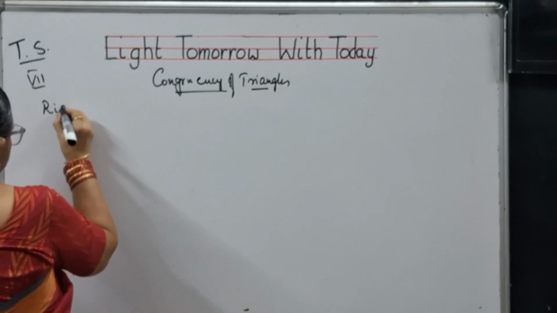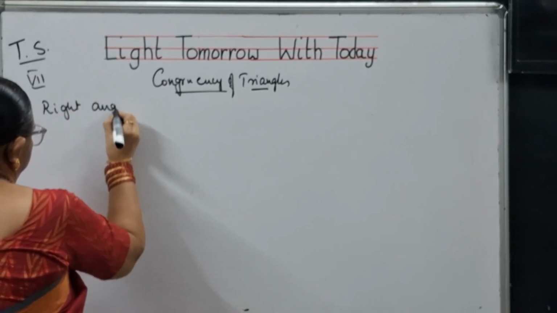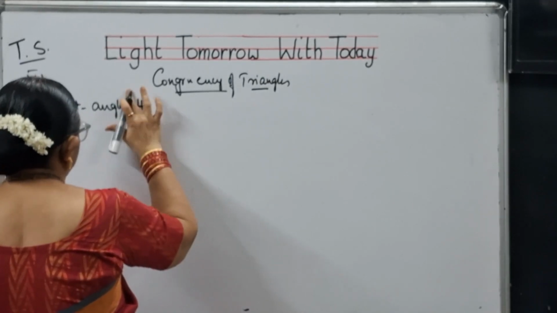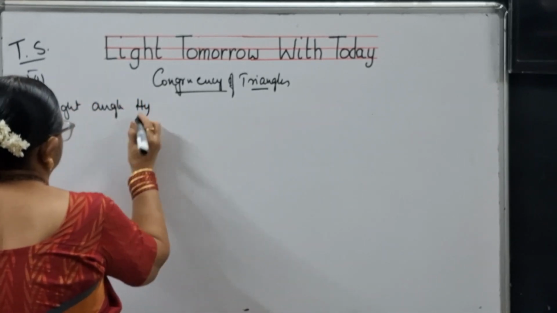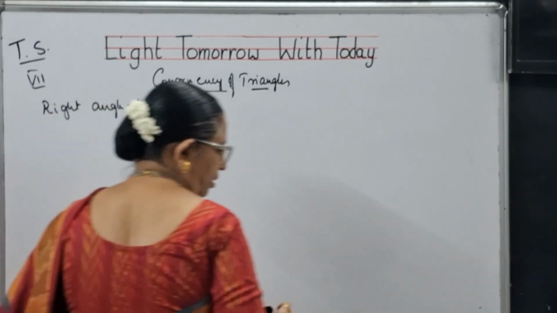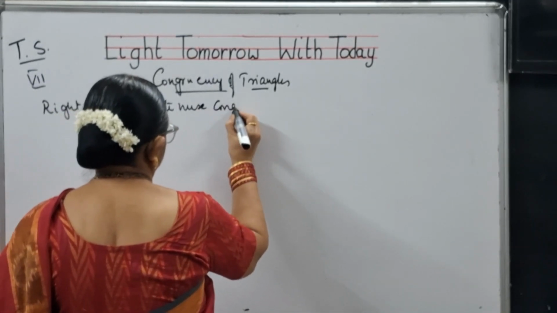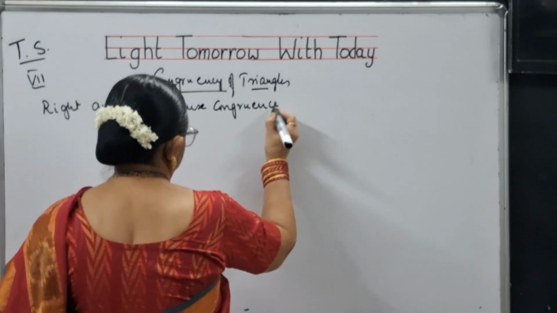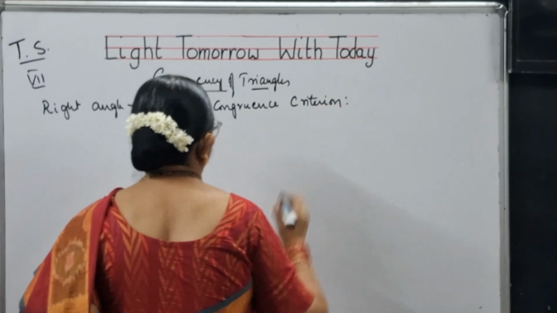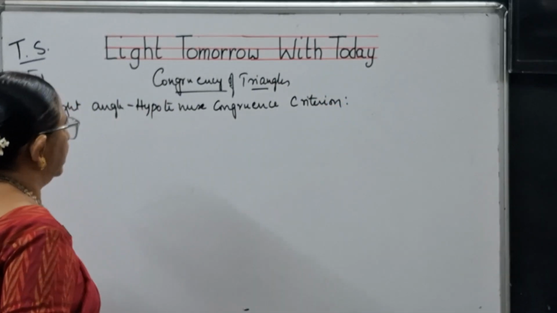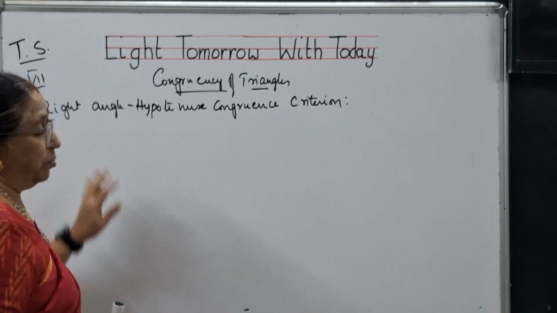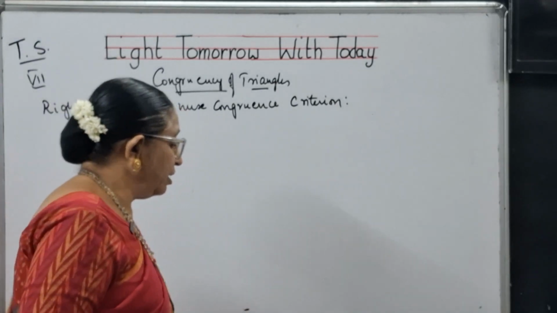Right angle hypotenuse congruence criteria. This is the one which we are going to talk about. We know right angle means 90 degrees. So what does this statement say?